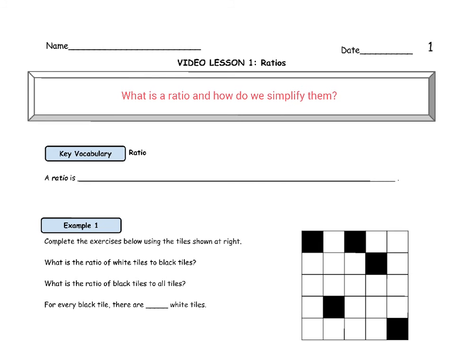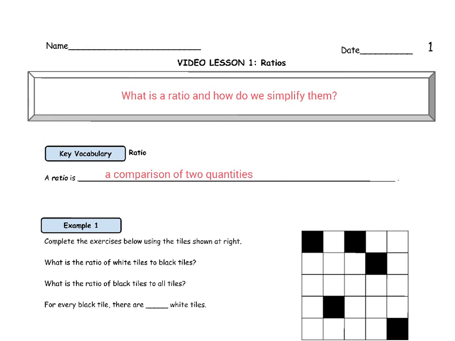On top of your paper you can see a blank box. Mine is filled with a question. That question reads, what is a ratio and how do we simplify them? This is the question of the day. I hope that by the end of the lesson you are able to answer that. So please go ahead and write that down and then we can get right into it.